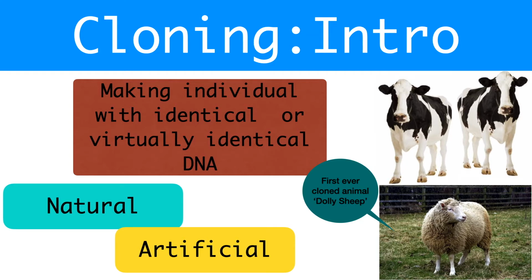In the natural way, we can give the example of identical twins delivered from any animal or human. Artificially, we can make replicas of any bacteria or virus in the laboratory. And Dolly the sheep is the first ever cloned animal in history.